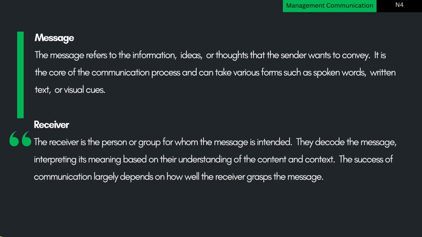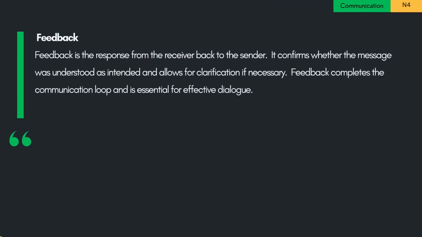They decode the message, interpreting its meaning based on their understanding of the content and context. The success of communication largely depends on how well the receiver grasps the message. 4. Feedback. Feedback is the response from the receiver back to the sender. It confirms whether the message was understood as intended and allows for clarification if necessary. Feedback completes the communication loop and is essential for effective dialogue.